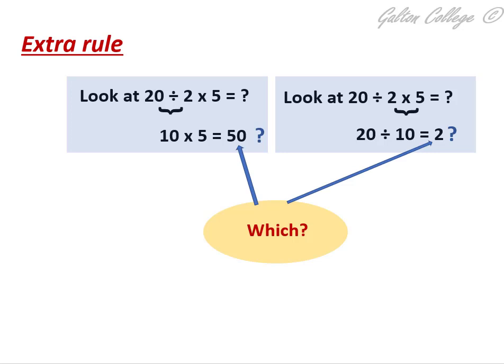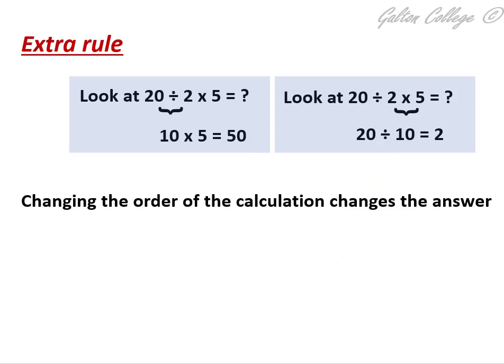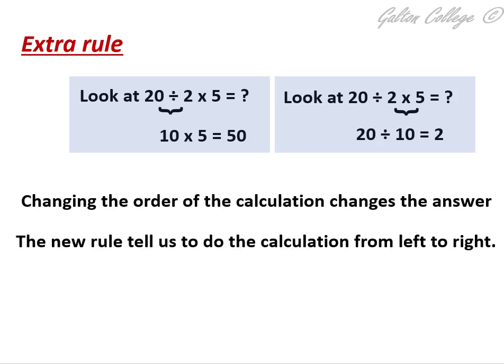We need to resolve this one. Well, changing the order of the calculation changes the answer. And that seems to be what's going on. The new rule tells us to do the calculation left to right. Now, it's just a convention, but we have to stick by some rule. So we work from the left to the right. Something else you've got to remember. It'll give us the right answer, but we just must work left to right.